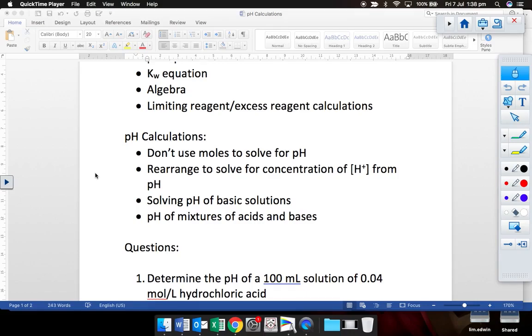You've got to remember how to rearrange to solve for the concentration of H plus from a pH, and we'll be going through some of those later on, but you've got to be able to rearrange that equation, and that doesn't use algebra, that uses other stuff.